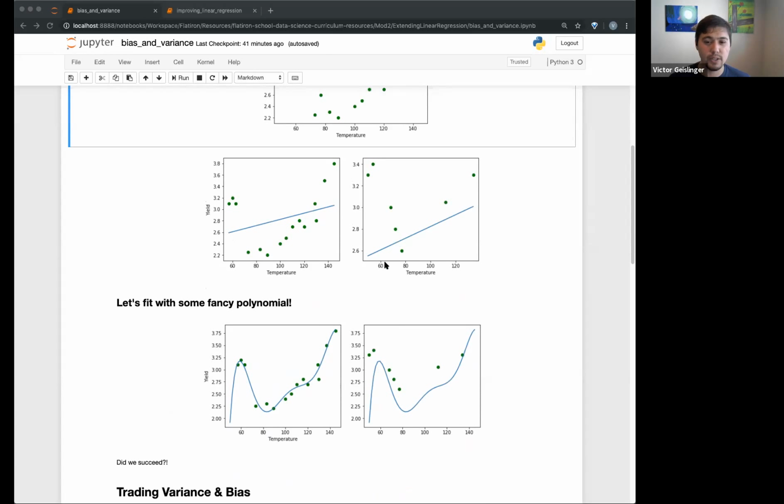That was what the curriculum kind of showed there. And then we can get a fancy little polynomial going on here. And you can see that fancy polynomial does a pretty good job fitting those data points, right? But you can see it definitely does better than linear regression, right?